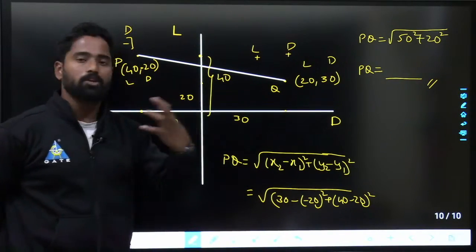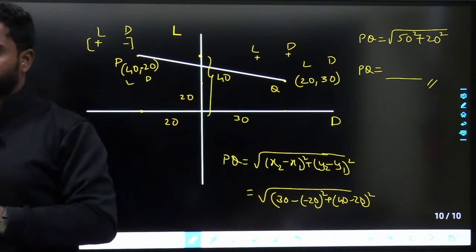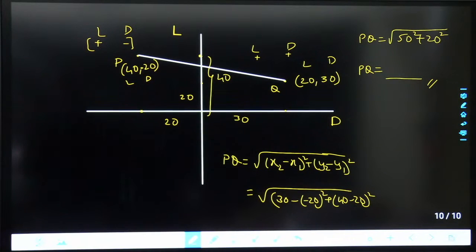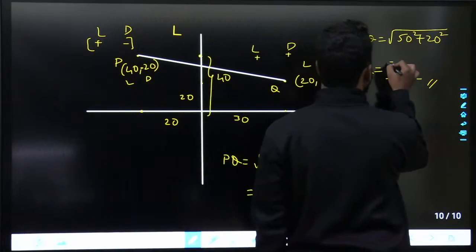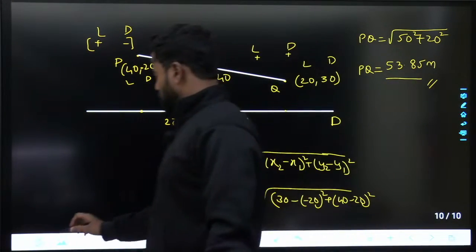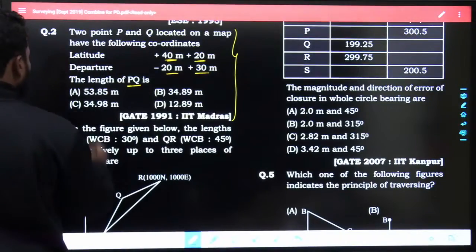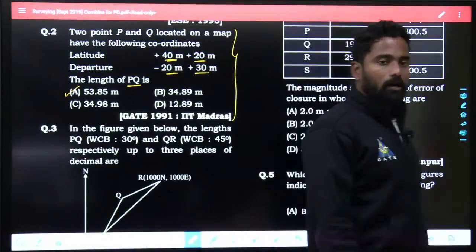Any doubts in this, you can ask me. If it is 53.85, this value is 53.85 meters. Is there any option? 53.85 meters. Any doubts in this?